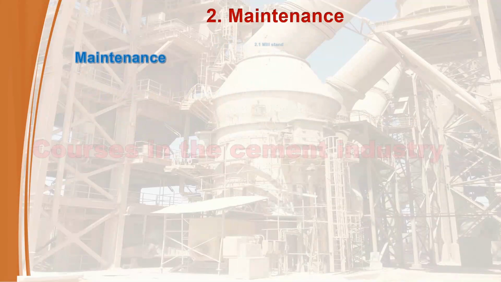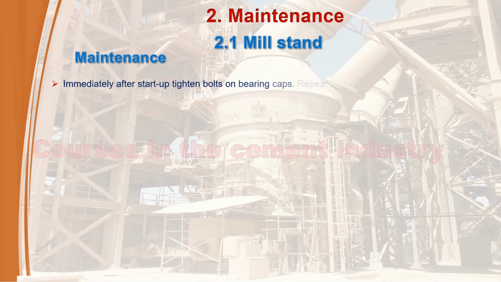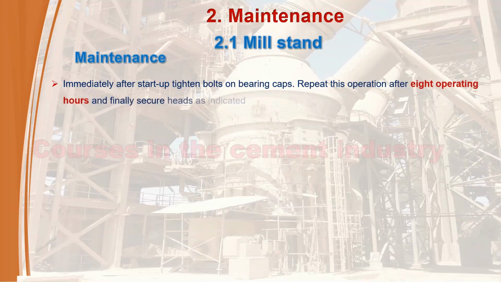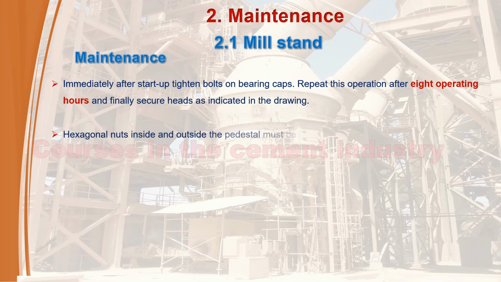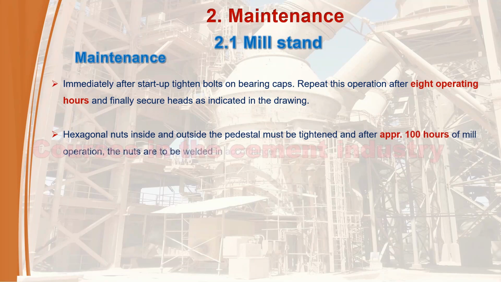Maintenance of mill stand. 1. Immediately after startup, tighten bolts on bearing caps. Repeat this operation after 8 operating hours, and finally secure heads as indicated in the drawing. 2. Hexagonal nuts inside and outside the pedestal must be tightened, and after approximately 100 hours of mill operation, the nuts are to be welded in accordance with instructions given on the assembly drawing.